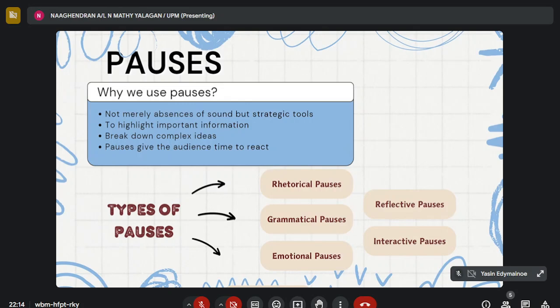There are a lot of types of pauses, actually. This is actually new to me too. There are rhetorical pauses, grammatical pauses, emotional pauses, reflective pauses, and interactive pauses. We can understand them just by the names of the types. The rhetorical pause is the intentional pause used to emphasize a point. Okay, so next.